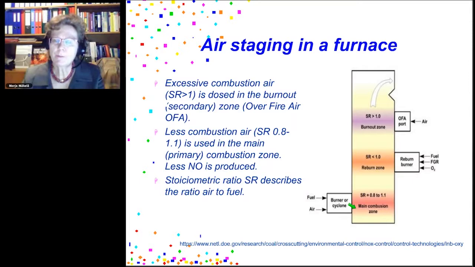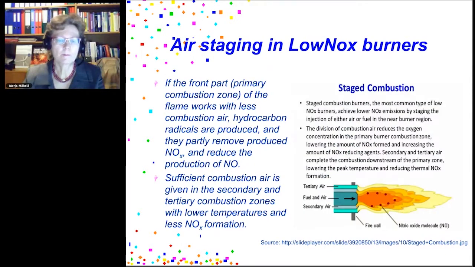Then later, in the secondary burnout zone, we take excessive air there, and this is called overfire air. This completes the combustion, and all of this results in less nitrogen oxides. This air staging principle can be utilized also in LowNOx burners.